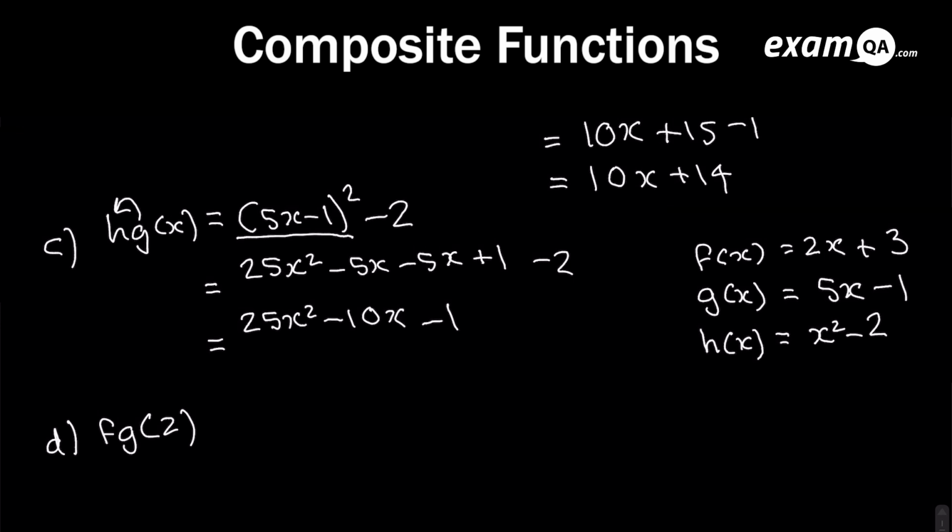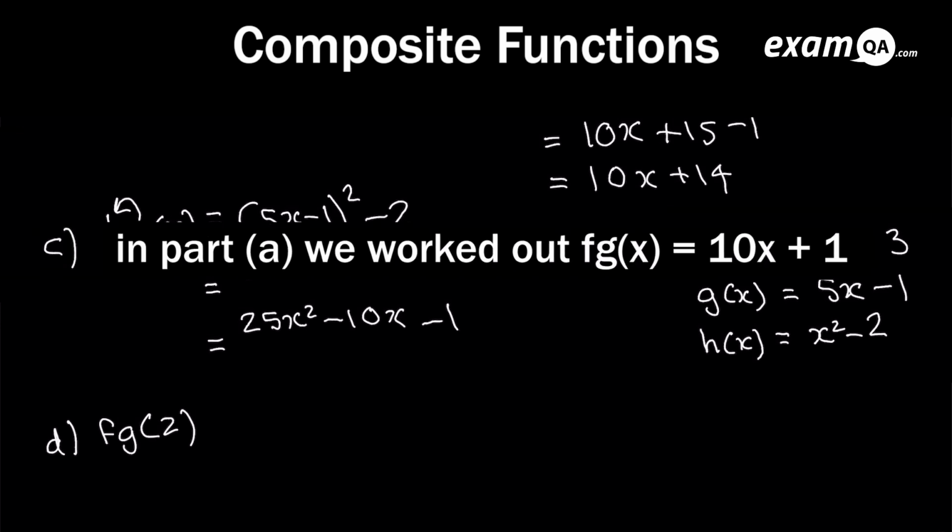Now we've already worked out fg(x), so we can just go back and have a look at that. And that was 10x plus 1. Now I'm simply just going to replace that x with 2, and that gives us 21. In this case, since we've worked out the fg(x) function, we simply use that function and replace the x with 2 and work it out.